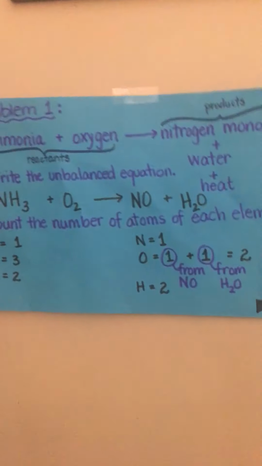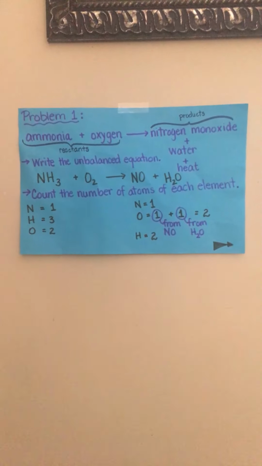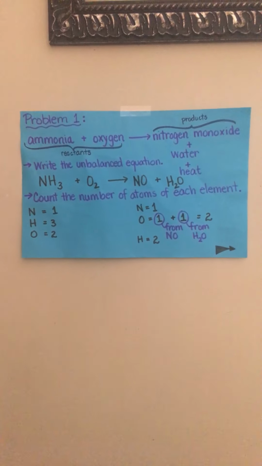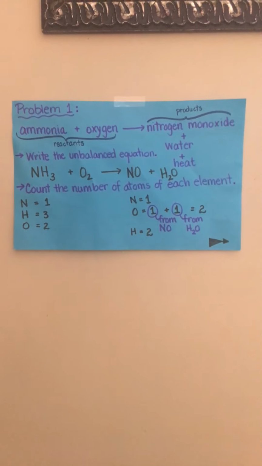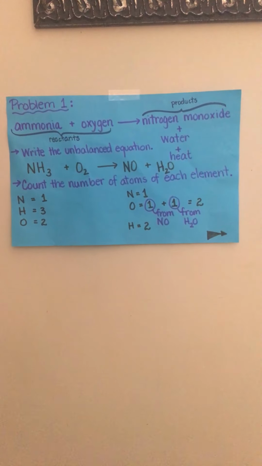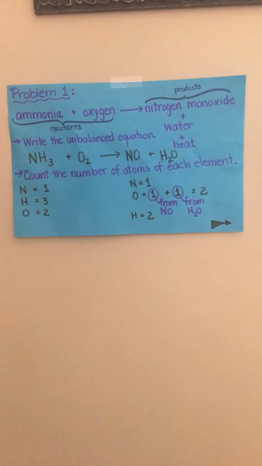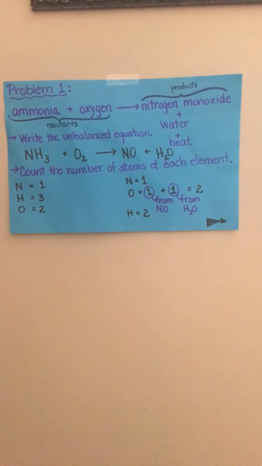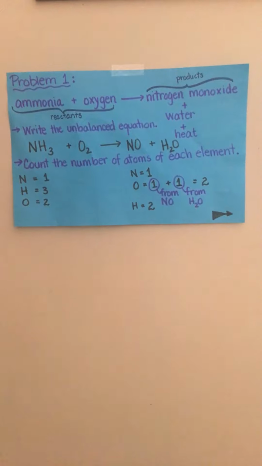Okay, let's look at problem 1. Ammonia plus oxygen yield nitrogen monoxide plus water plus heat. First, you write the unbalanced equation, which is right there. And then you count the number of atoms of each element on each side. I have 1 nitrogen, 3 hydrogens, 2 oxygens. Then on this other side you have 1 nitrogen, a total of 2 oxygens, and then 2 hydrogens, which means that's not balanced.